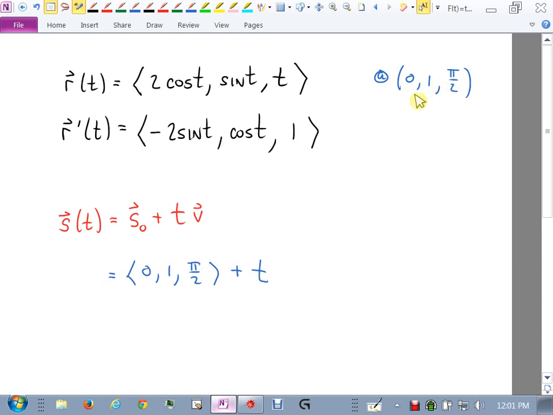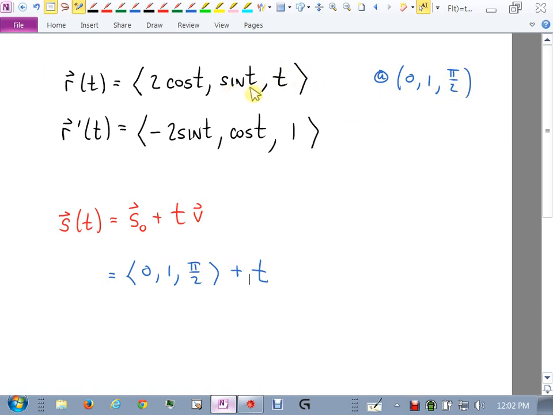Yes, this point has to live on this curve, which means there's some value of t that I plug in here, here, and here. Same value for all of them. That spits out that point. Can you tell by looking? It's kind of obvious, isn't it? Just look at your z. It's pi over 2, right? T is exactly pi over 2.